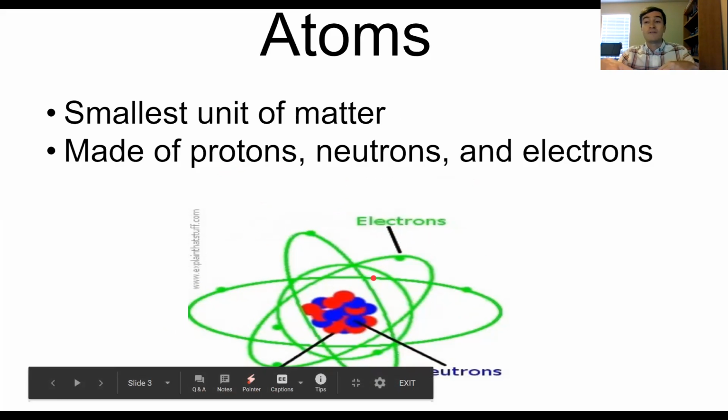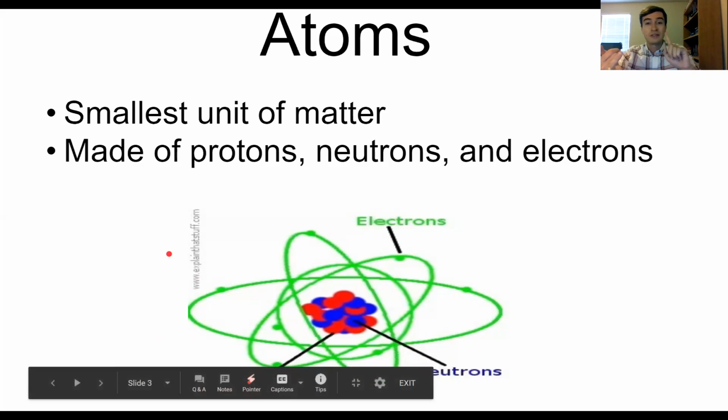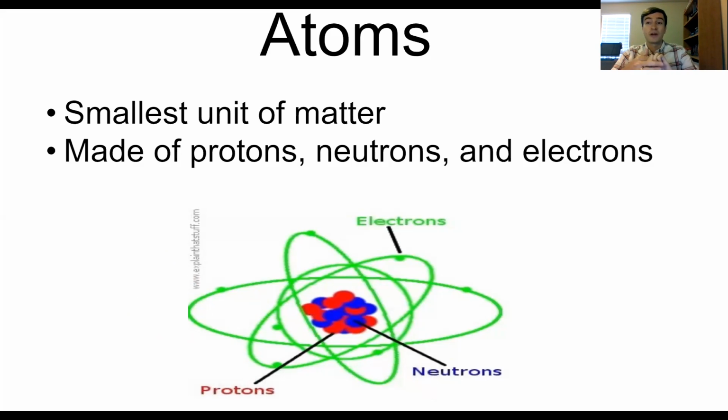But atoms themselves are made out of three different things. So a combination of three tiny subatomic particles, so even tinier than atoms, called protons, neutrons, and electrons. And those three are what we're going to be spending most of today in these notes talking about: what are they and how can we figure out how many go into building our atoms.